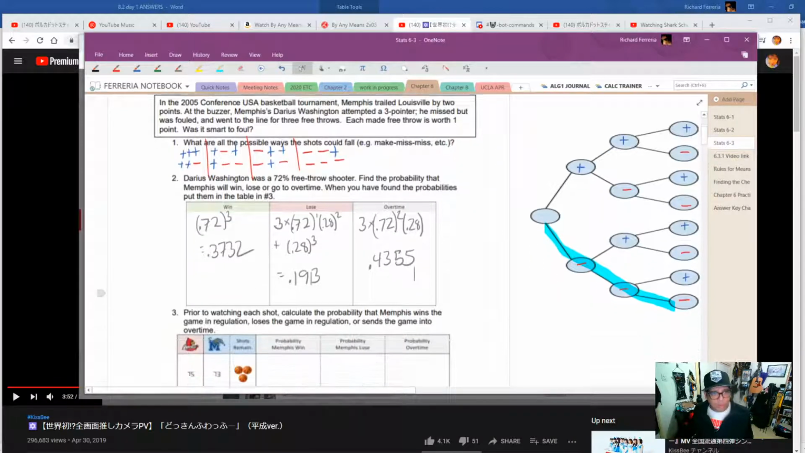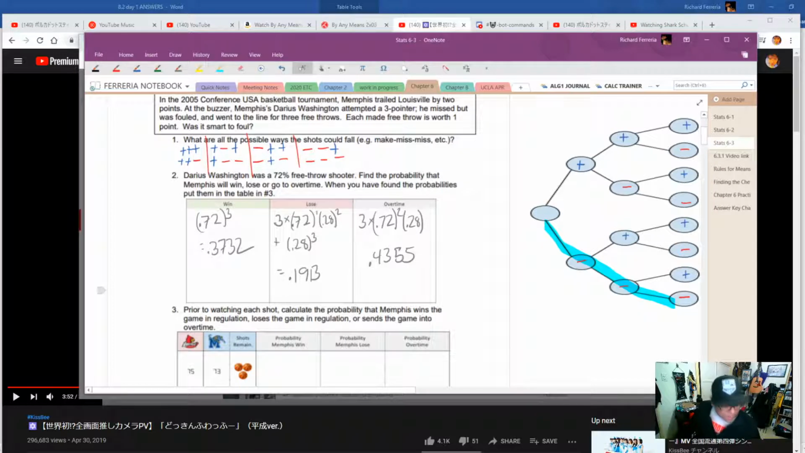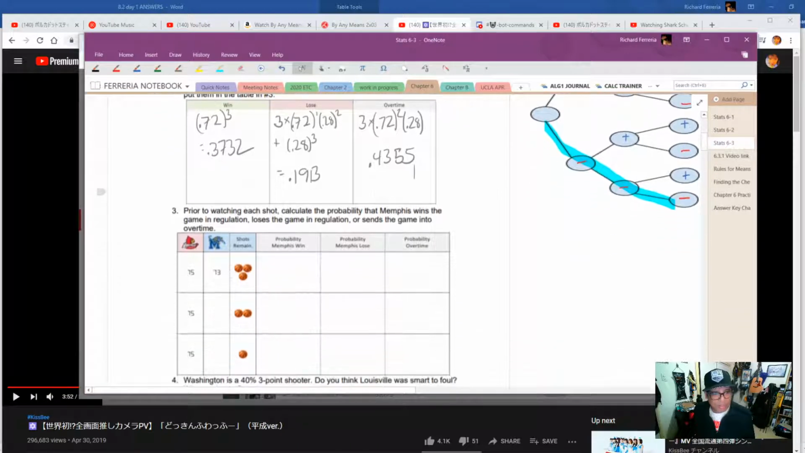So what have we learned from this? Well, we have learned that if the probability of making that free throw is the same, which is to say that it's independent, at this point, Memphis has a 37% chance of winning, only a 19% chance of losing, and about 44% chance of going to overtime. So in all likelihood, they're going to either win or go to overtime. There's a 20% chance to lose, but that's a minority chance. So let's take a look at what happens here.